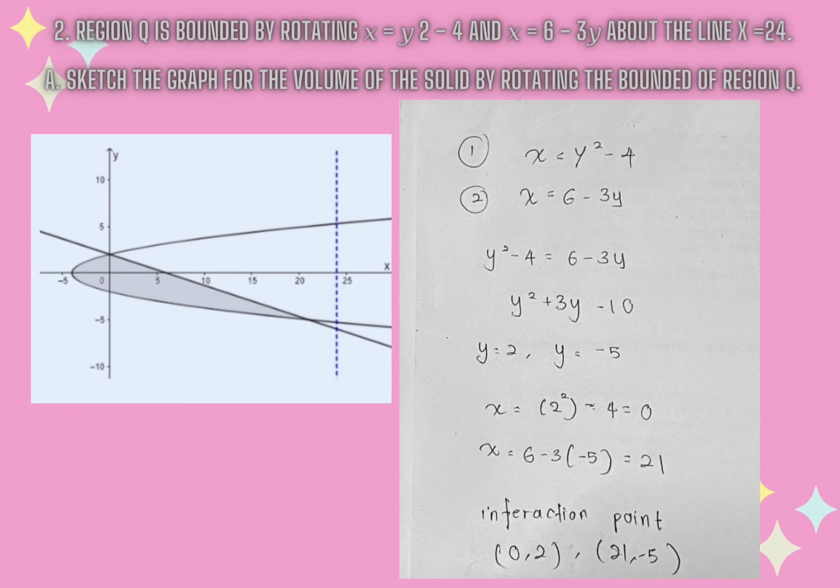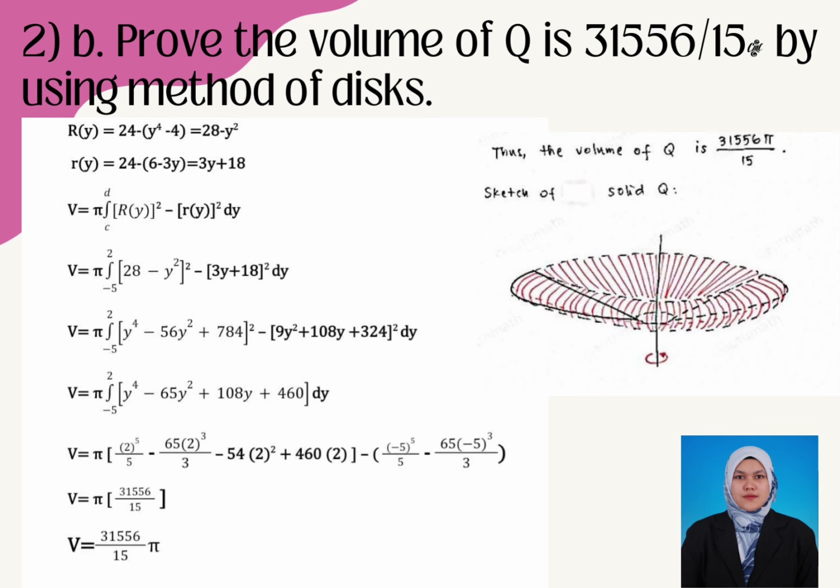So we solve for y, and we get y equal to 2 and y equal to −5. Using the first equation, x equal to y² − 4, let y equal to 2, we get 0. And for the second one, x equal to 6 − 3y, we put y as −5, so we get 21. So the intersection points we got are (0, 2) and (21, −5). Question 2b. Prove the volume of Q is 3156π/15 by using the method of washers.